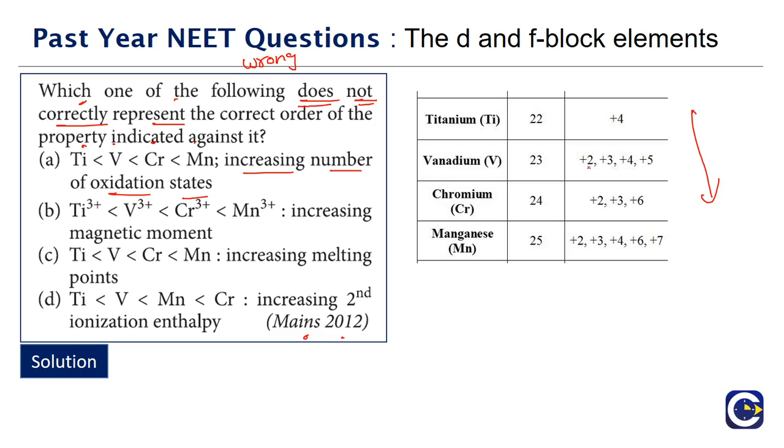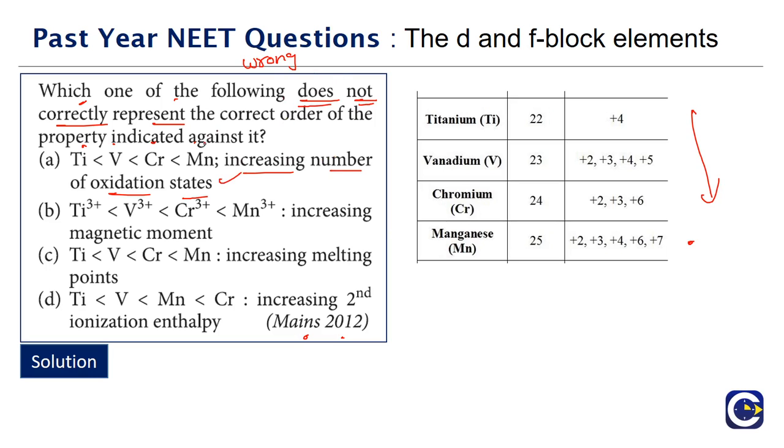Like we can see titanium, vanadium and chromium, manganese, we'll see the number of oxidation states they can exhibit will be increasing until we reach the highest value, and then we will see it will again be decreasing. So once we come to manganese, it will be decreasing again. So the correct order is titanium, vanadium, chromium, manganese. After manganese, it will be decreasing again. So this order is basically correct. We are looking for the wrong order.